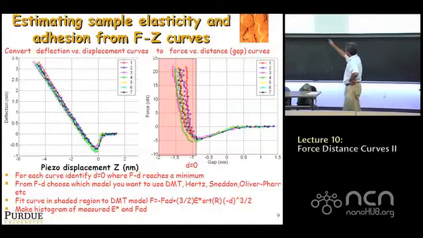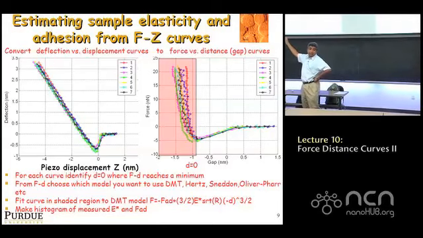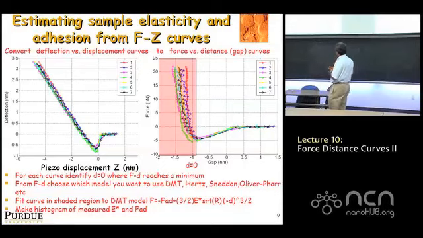remember when you choose d equal to 0, d being negative means that's the amount of indentation. D positive is a separation between the tip and the sample. All right. So in this particular case, for example, you might want to take every curve, look at the region to the left of d equal to 0, and fit that curve to the DMT model as shown.